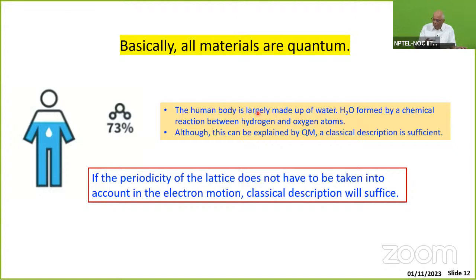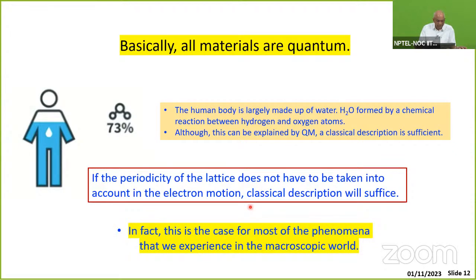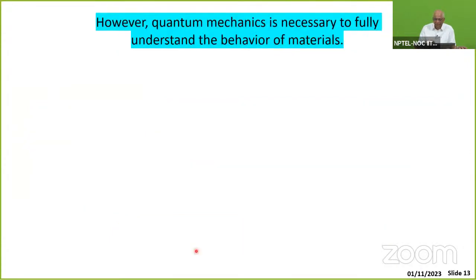So when would you want to do quantum? If the periodicity of the lattice does not have to be taken into account in the electron motion, a classical description will suffice. But when that is not the case, then you have to go into quantum. Most phenomena in the macroscopic world, you don't need to deal with quantum mechanics. However, quantum mechanics is necessary to fully understand the behavior of materials.